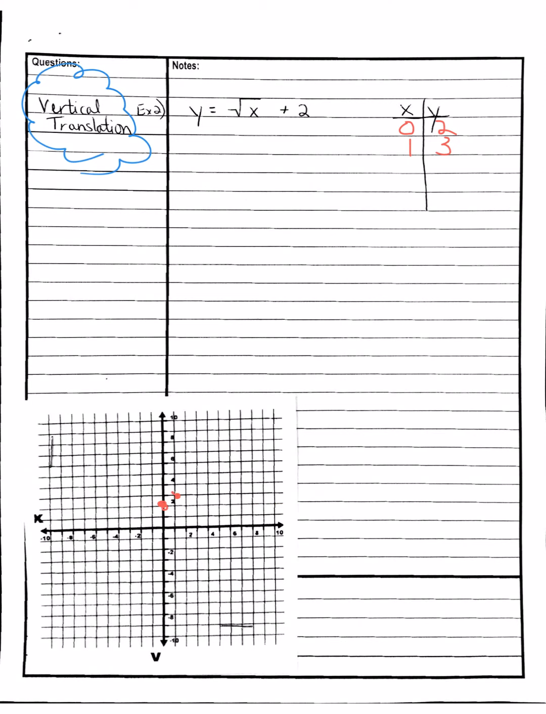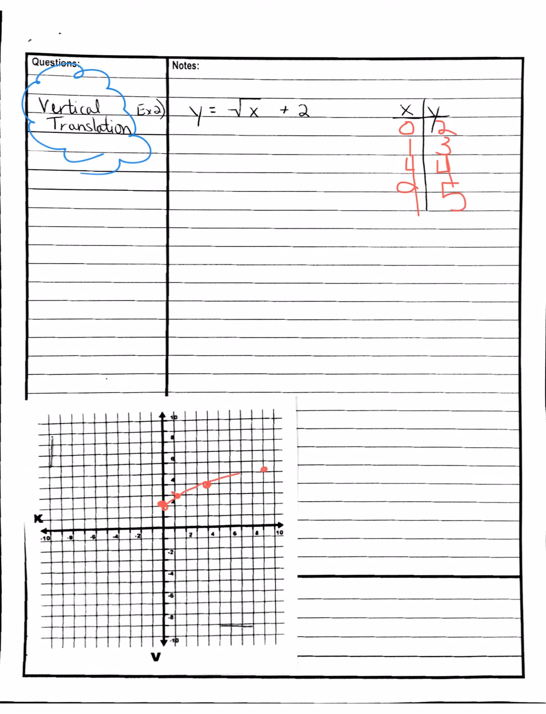And again, I want to stick with perfect squares. So if I put the number 4 in for my x, we get the square root of 4 is 2, plus 2 is 4. So I'm going to go over 4, up 4. And last, if I put the number 9 in for x, my perfect squares, the square root of 9 is 3, plus 2, I'm sorry, is 5. So over 9, up 5.